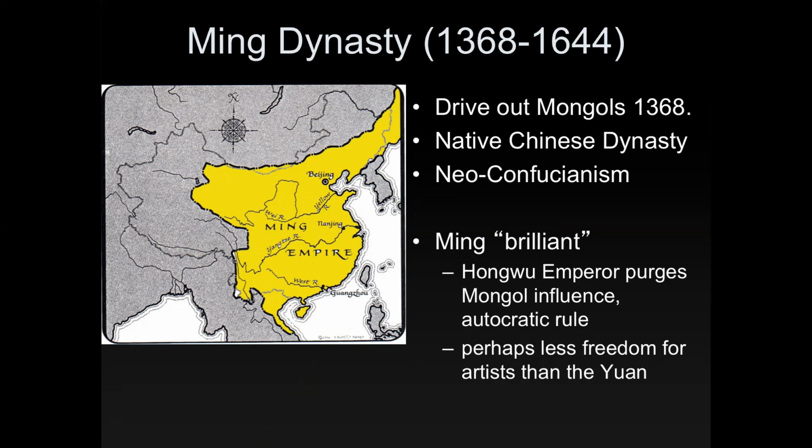Hongwu Emperor purges Mongol influence, and he uses the invasion and conquering of China as an excuse to institute more autocratic rule. So this might be the neo part in Confucianism. We're not going to quite get to legalism, but there certainly is a view amongst the Chinese elite that authoritarianism is an acceptable way to bring together the empire. So what's kind of ironic is that there's probably less freedom for artists than in the Yuan.